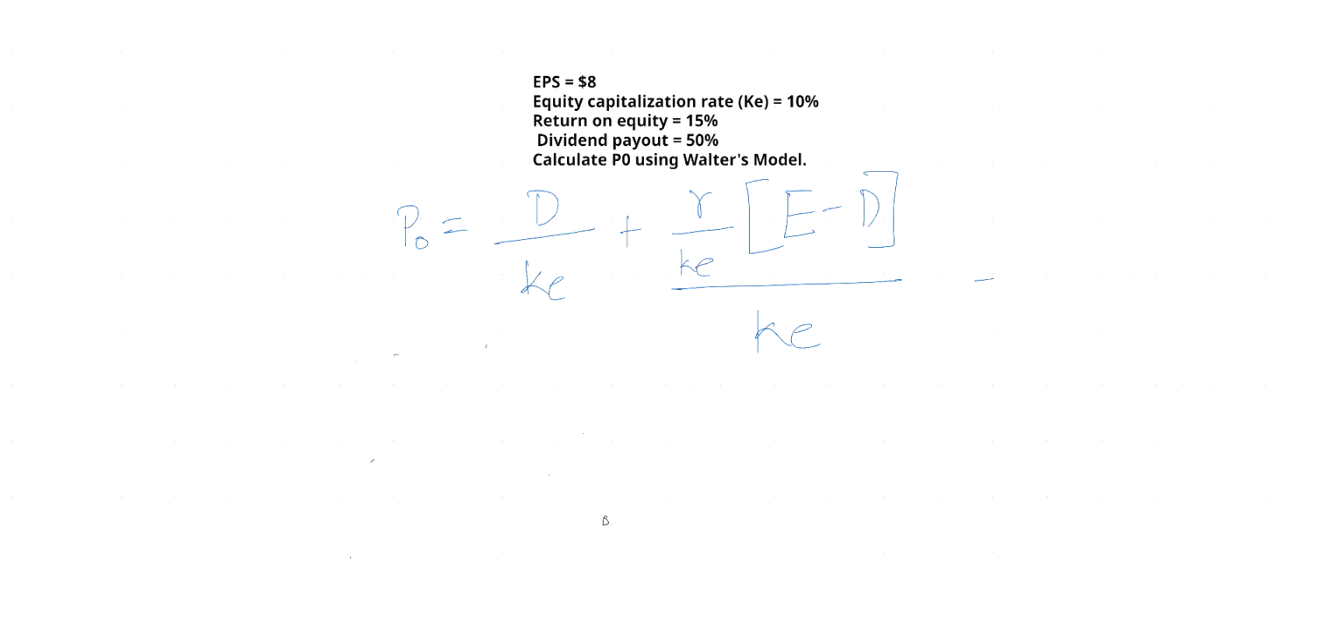So we know that under Walters model, the price of the share is equal to D by KE plus R by KE into (E minus D) whole divided by KE. So here, let's solve the question using the formula first. Right? So D refers to what? The dividend of the company, and KE refers to the cost of equity, and R refers to the return on equity, and E refers to the earnings per share of the company.